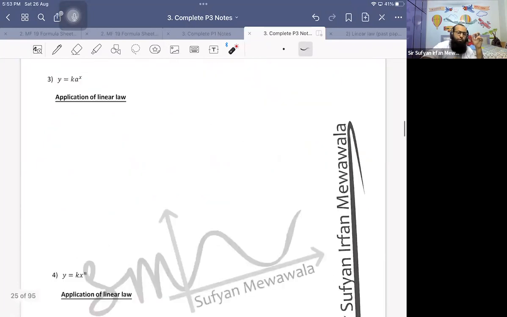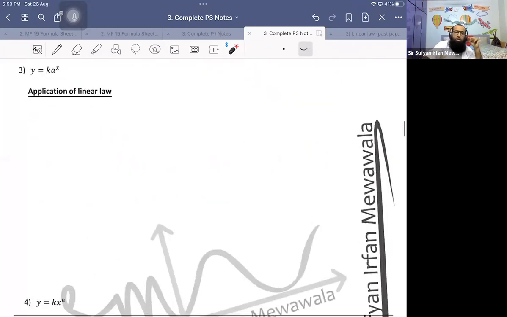All right, moving forward. Now moving towards more examples. And now these are the kinds of examples that usually come in P3 exam. You know why? Because the P3 syllabus tells us that the domain of linear law is limited in P3.